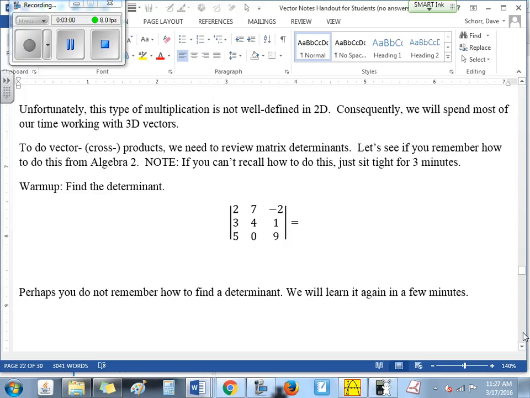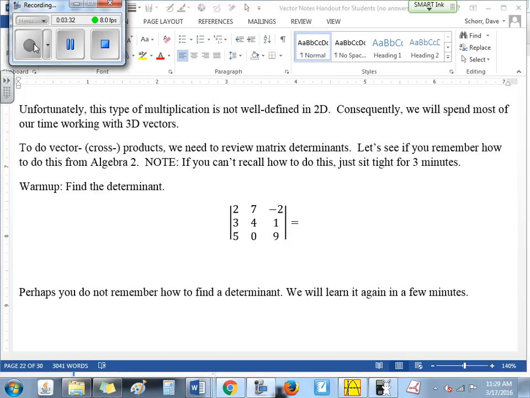It says, unfortunately, this type of multiplication is not well defined in 2D. Consequently, we'll be spending most of the rest of this unit working with 3D vectors. To do vector products, or cross products, or exterior products, there are 3 names for them, we need to review matrix determinants. This is something that you learned in Algebra 2 honors, and let's see if you remember it. If you don't, sit tight for 3 minutes. But see if you can find the determinant of this 3 by 3 matrix.